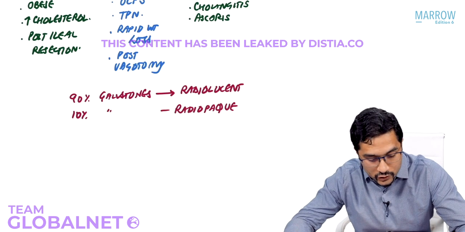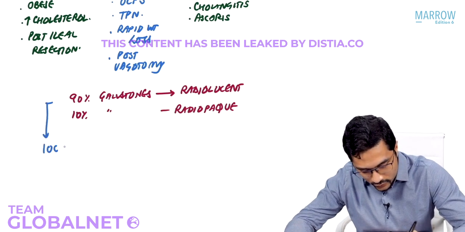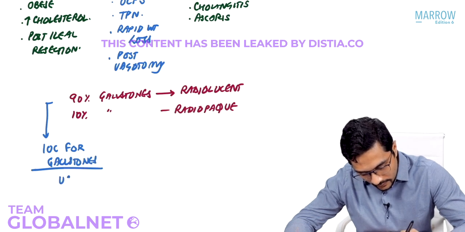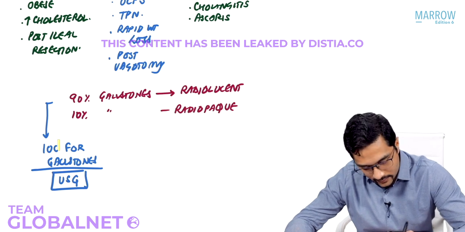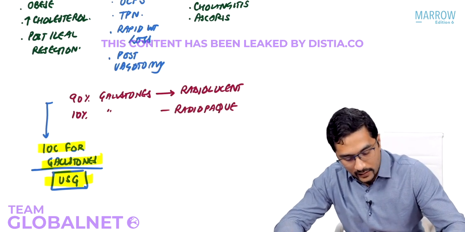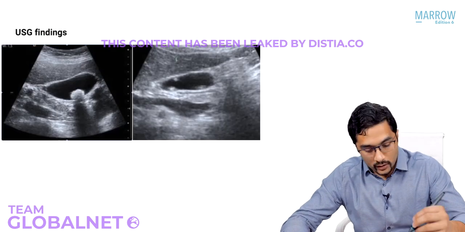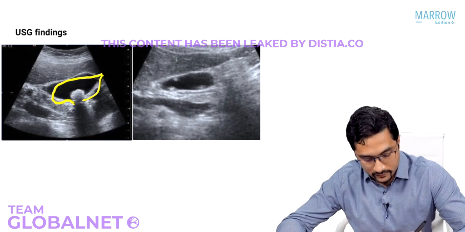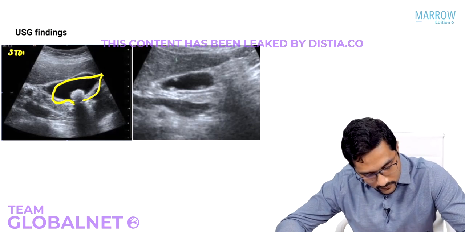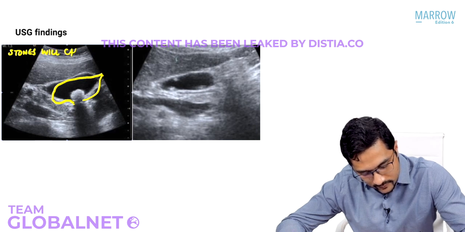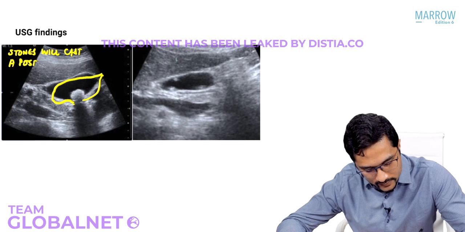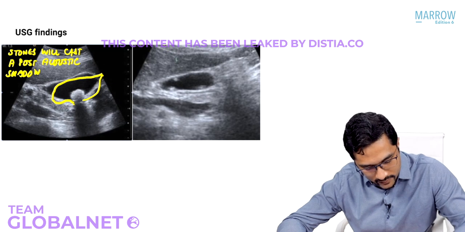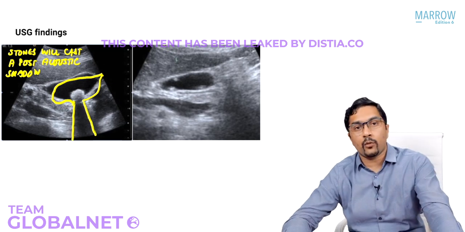Therefore, the investigation of choice, and this is very important, the investigation of choice for gallstones, this has been asked in many, many exams, is an ultrasound, right? And what do we find in an ultrasound is something which I want you to know. Gallstones will always cause, so look, this is the gallbladder, and stones will cast a post-acoustic shadow. Whether these are stones in the gallbladder or they are stones in the kidney, there will always be a shadow. You can see here, stone is casting a post-acoustic shadow.